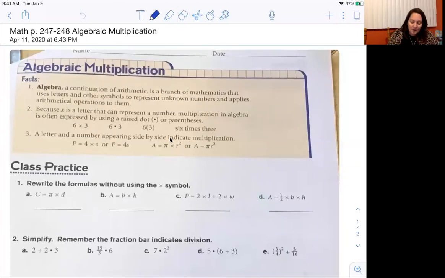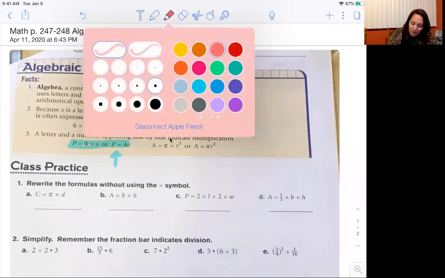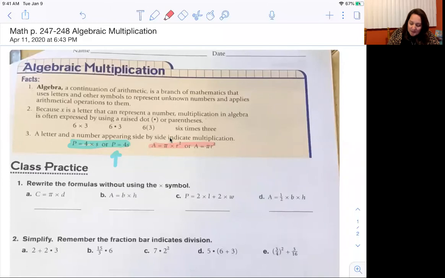If you look at this first one right here, it says P equals 4 times S or P equals 4S. Well, the reason why I have not been doing the 4 times S is because I was preparing you for using the formula that looks like the P equals 4S. Also the second one, we have A equals pi times R squared or A equals pi R squared. When a number and a letter are right next to each other or two letters are right next to each other, it means that we multiply. So let's look at our class practice.